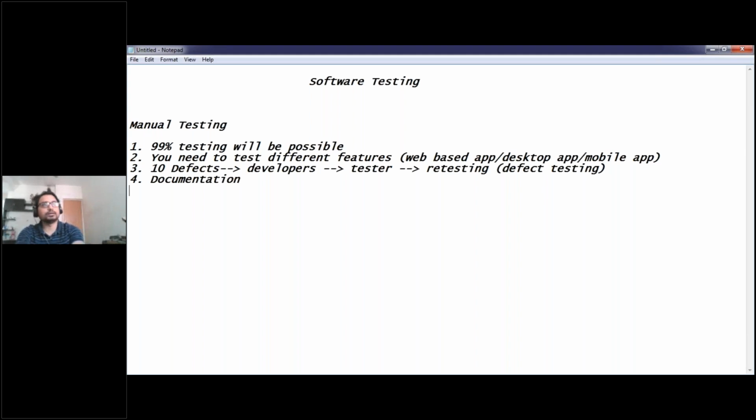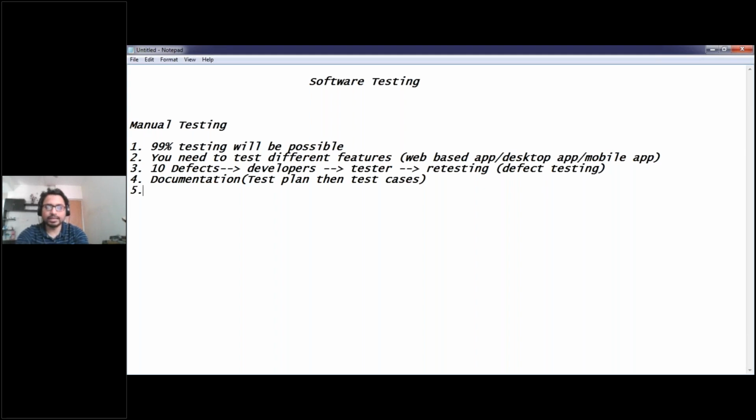Documentation part in the manual is quite important. So what is the documentation part? In the documentation part, basically you have to write a test plan first, and after writing the test plan, you will write the test cases. That is a part of the documentation, and documentation is a very important part in manual testing.